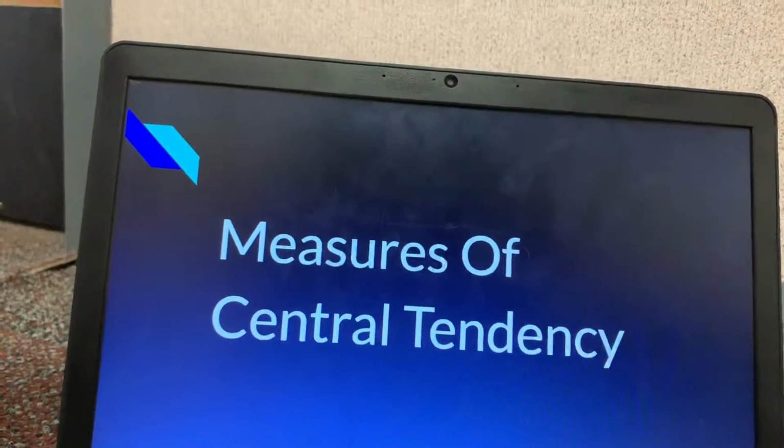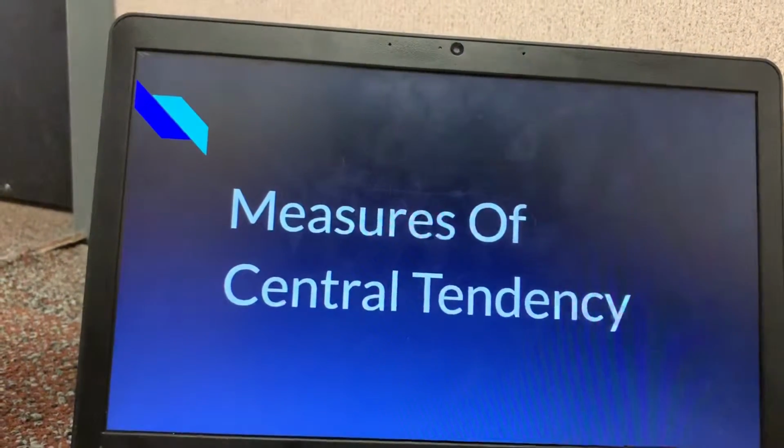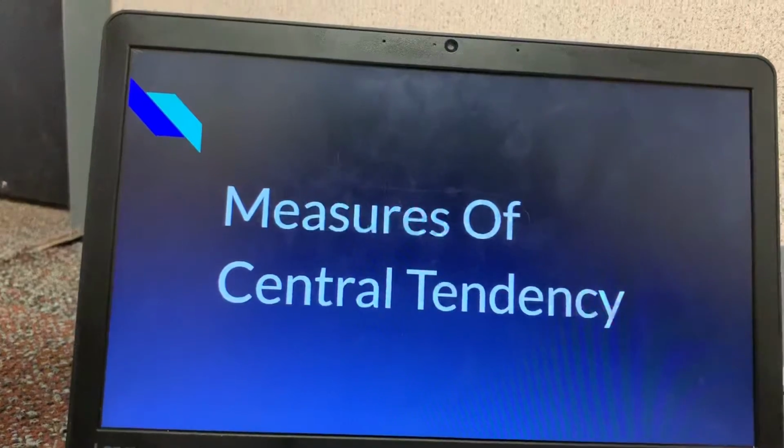For our data, we had a mean of 7.45, a median of 6.5, a mode of 5, and a mid-range of 13.